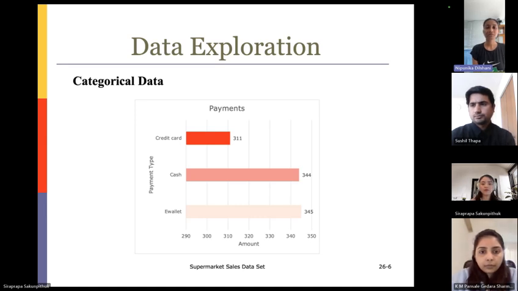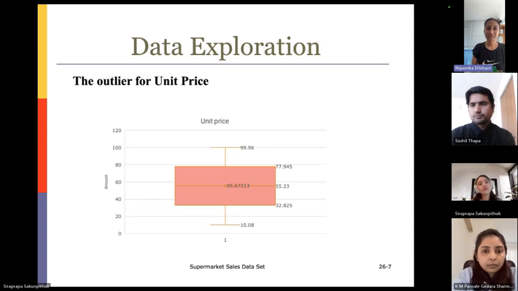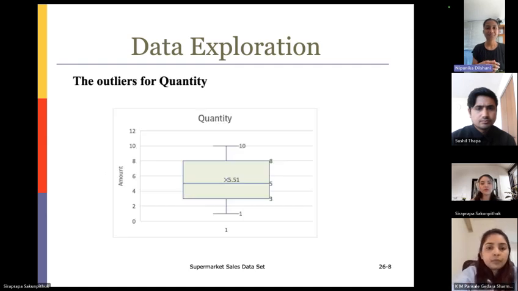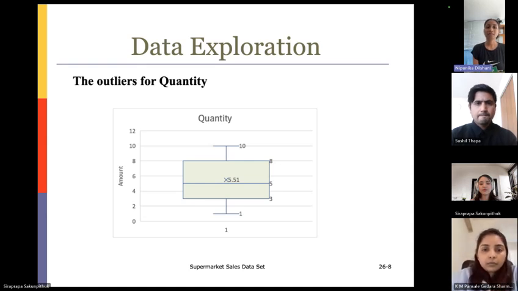Next we'll move on to the outliers of this data. First we have the unit price outliers. Its average value is 555.21, and here we identified that there is no such deviation from the average mark. The next outlier is quantity. This box plot is also the same. It's around the average line. The average line is 5, and we have one outlier below the average.